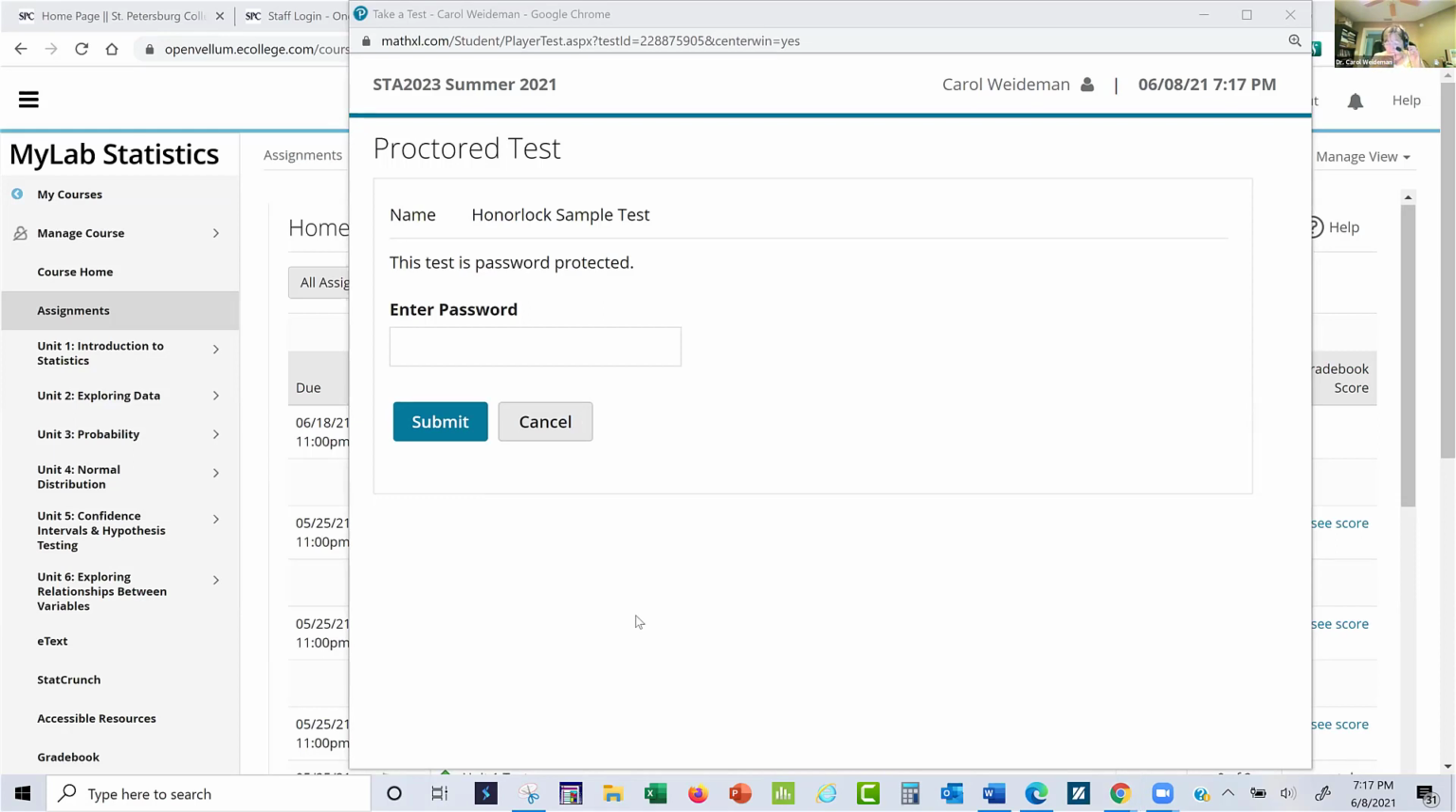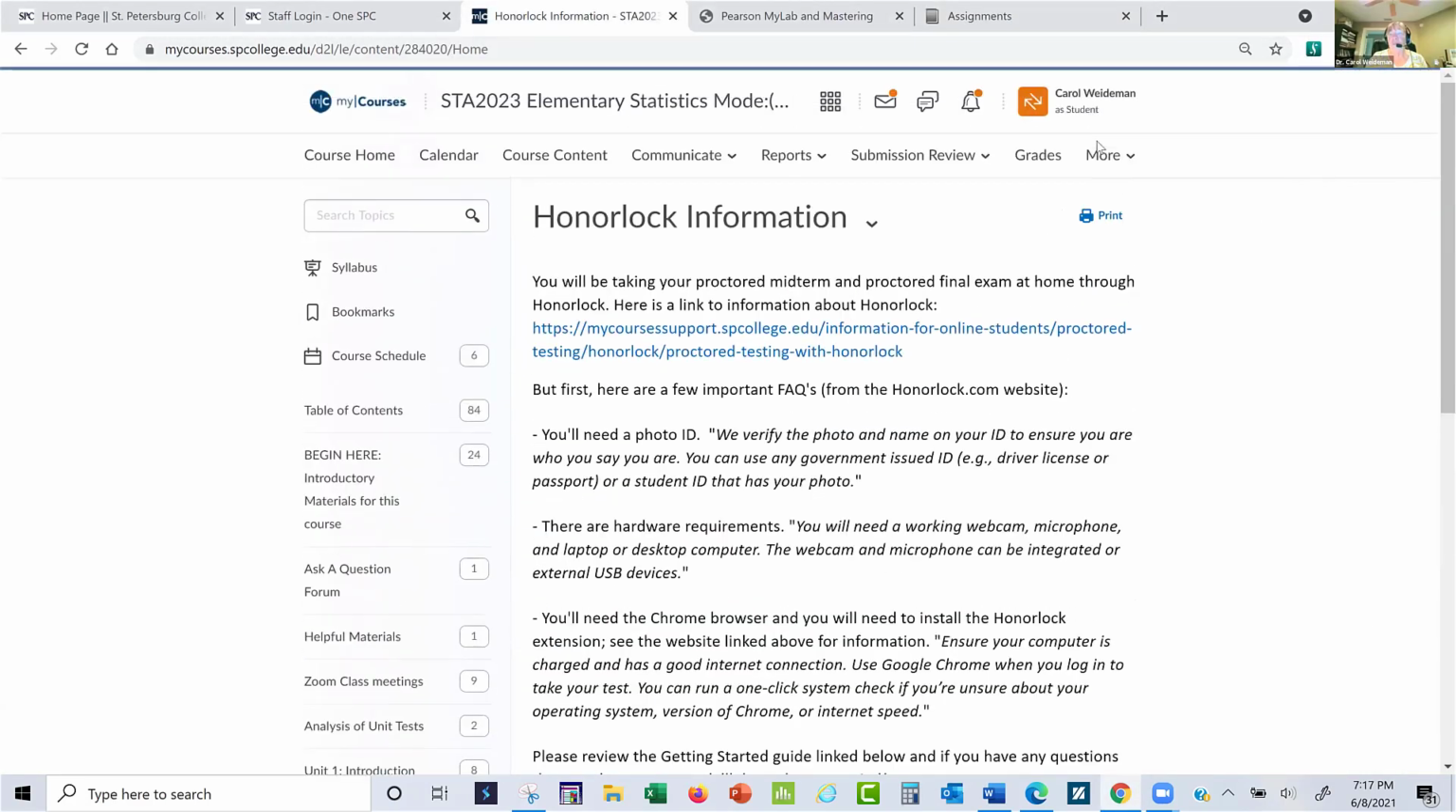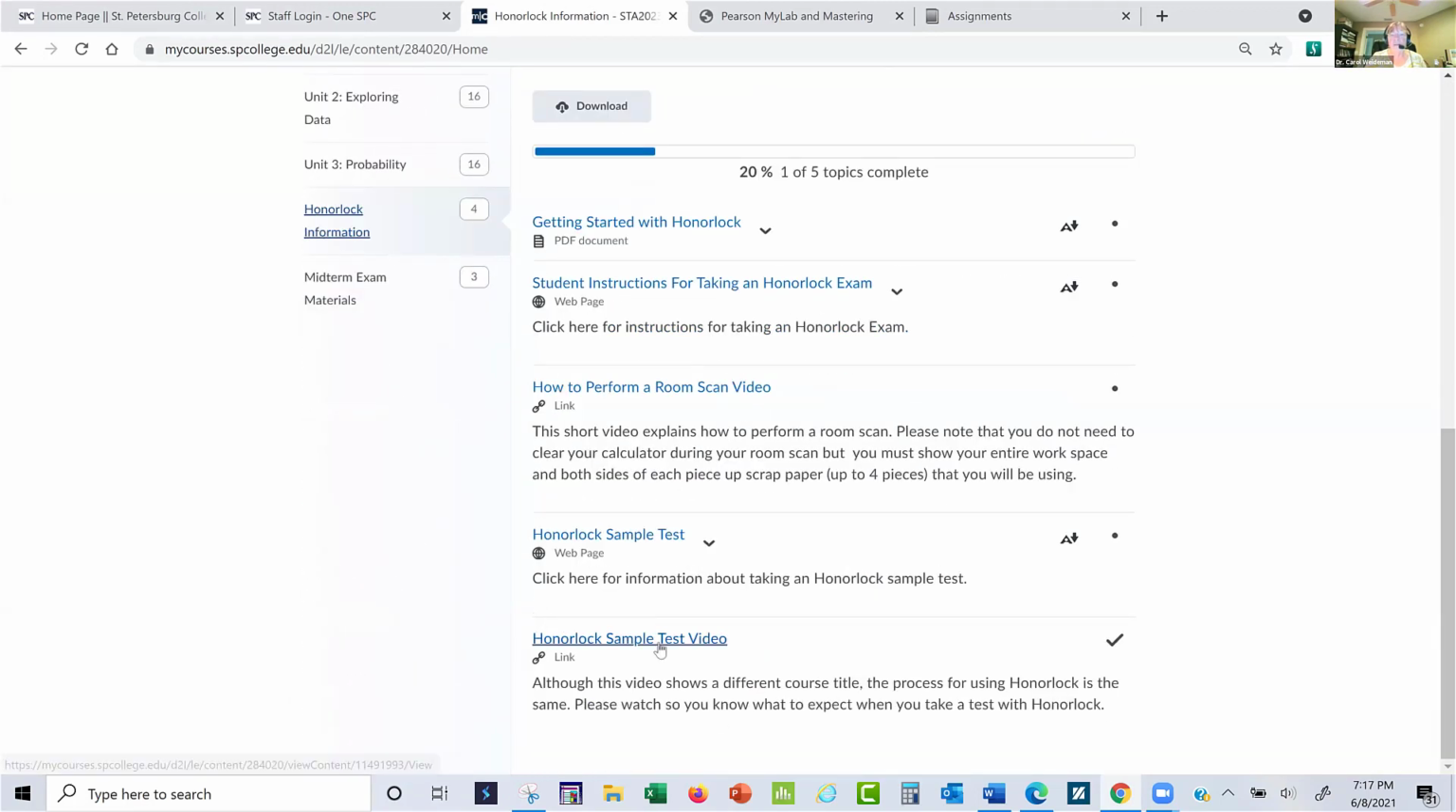Wait, how do I get this password? How do I get the password I need to do the proctor test? Honorlock does the password for you. You don't have to worry about it. When you go through Honorlock up here on your toolbar, Honorlock will do that part for you. Watch this video so you can see what happens. It'll show you what's going to happen.